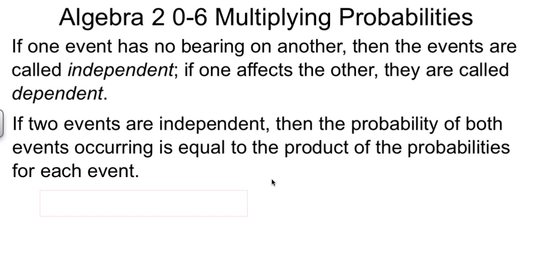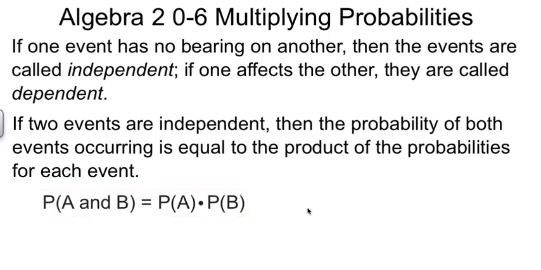Okay. If the two events are independent of each other, then all you have to do is multiply the two events together separately to find the probability. The probability that both events happen is the probability of each one multiplied together.